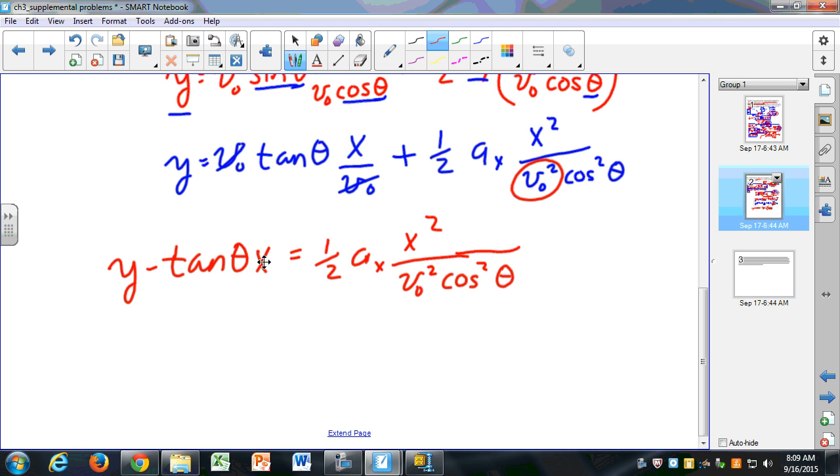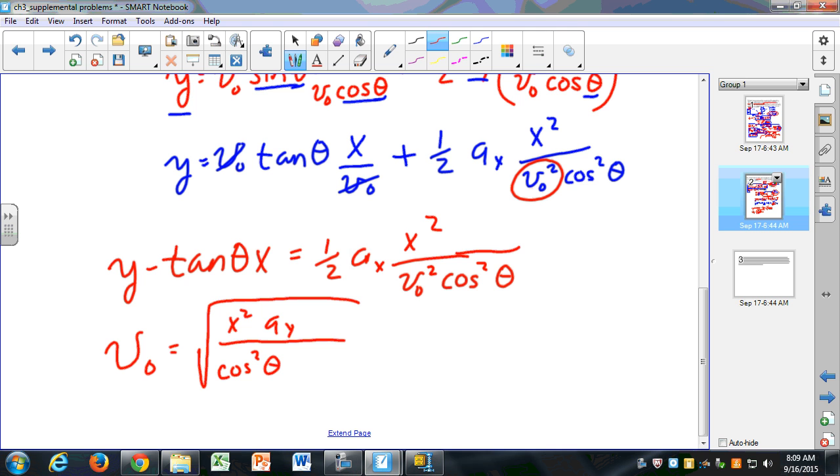I'm going to leave you to do the algebra here, but I'll give you the solution. The v naught squared is equal to, or rather the v naught is the square root of x squared a_y over cosine squared theta times 2y minus 2x tan theta.